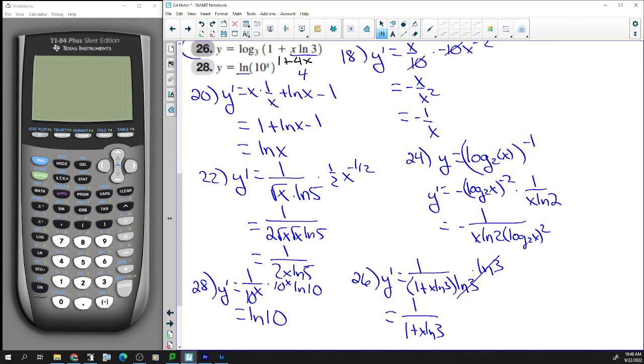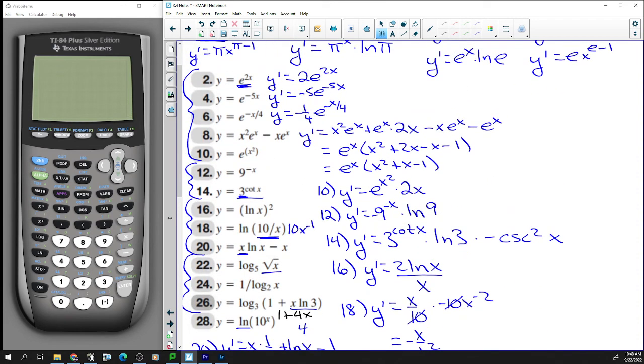All right, any questions on any of these? That's the heart of what we're doing right there. And then we can ask you other questions like set it equal to 5 and solve.